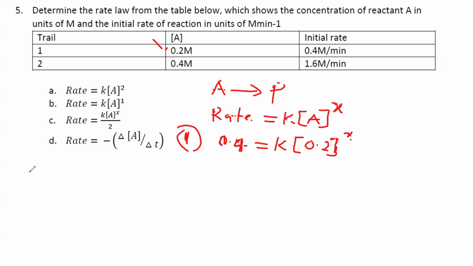And then the next one is the second experiment. For the second experiment, we have the initial rate to be 1.6, equal to k, and the concentration is 0.4. So we have 0.4, then we close the bracket, then power x.